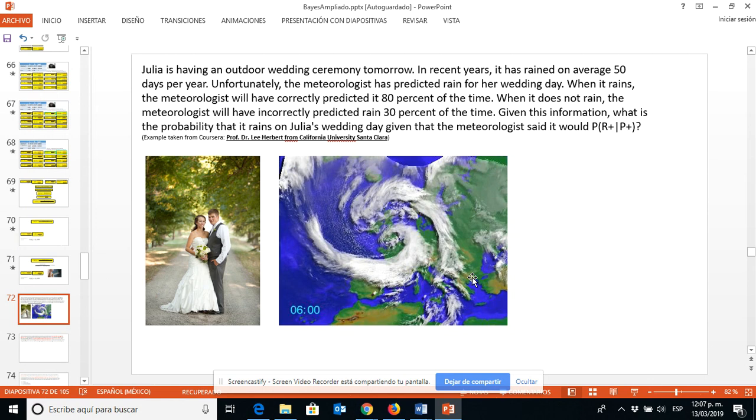Today we will work with the Bayesian calculator and the contingency table. To do that, we will use the following problem. Julia is having an outdoor wedding ceremony tomorrow. In recent years, it has rained on average 50 days per year. Unfortunately, the meteorologist has predicted rain for her wedding day. When it rains, the meteorologist will have correctly predicted it 80% of the time. When it does not rain, the meteorologist will have incorrectly predicted rain 30% of the time. Given this information, what is the probability that it rains on Julia's wedding day, given that the meteorologist said it would?